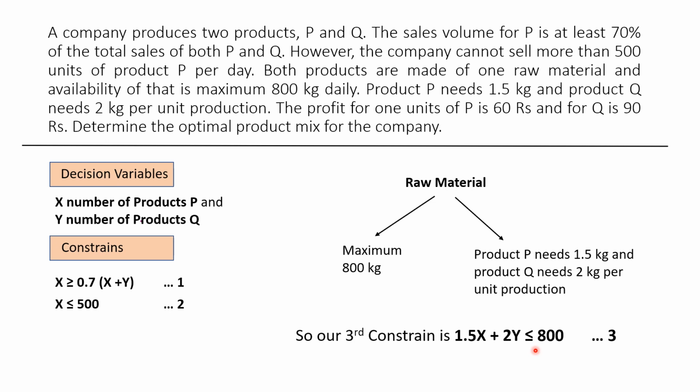So now we have our third constraint, and the third constraint is 1.5 times X plus 2y, that should be less than or equal to 800. Now when we are going forward in the question, it is written that the profit for 1 unit of P is 60 and 1 unit of Q is 90.